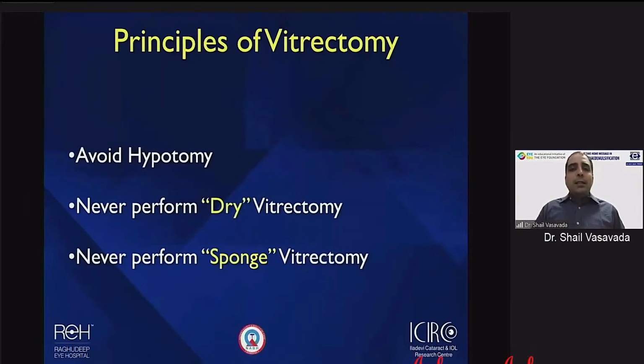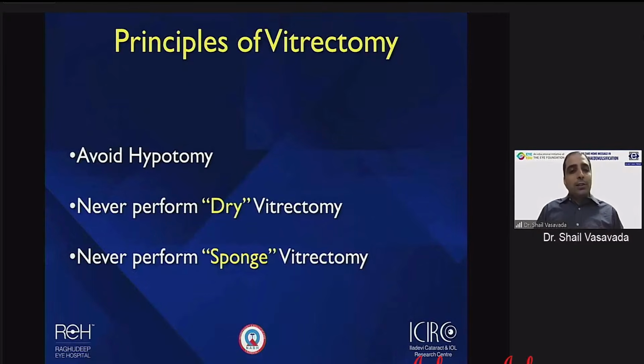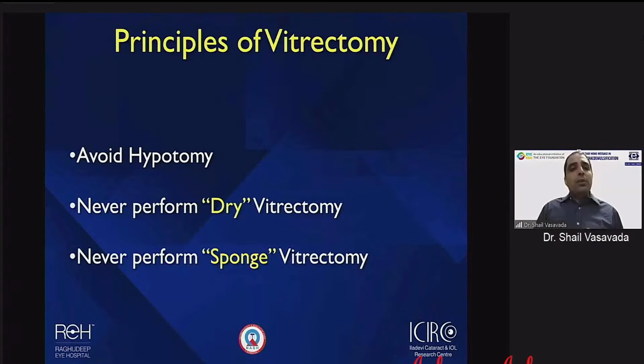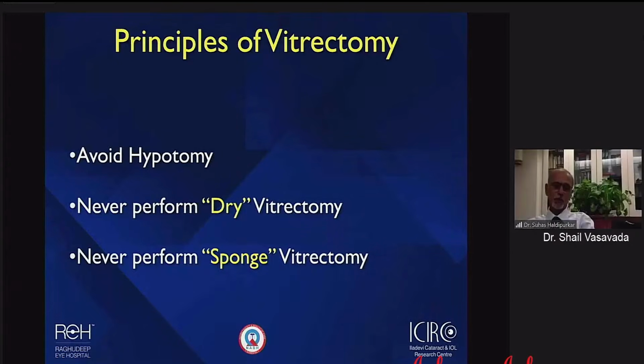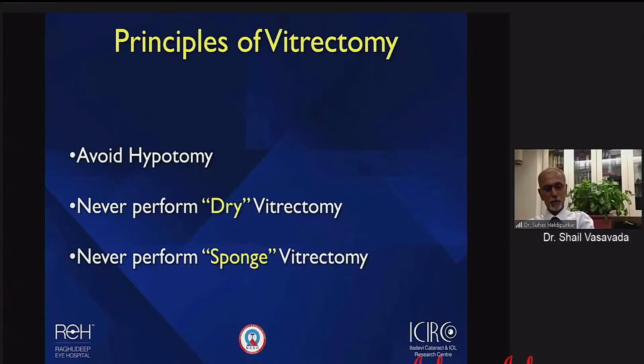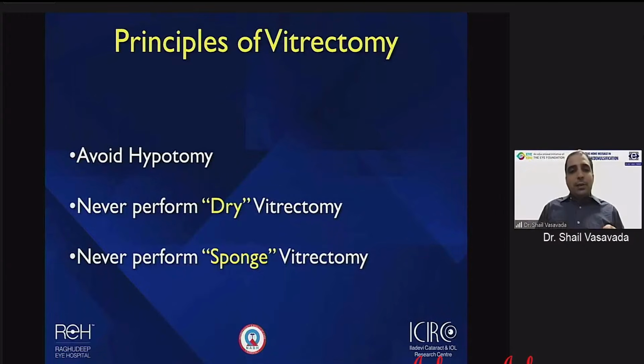And the basic principle of any form of vitrectomy, whether it's limbal or pars plana, is to avoid doing it in a hypotonous eye. All the retinal surgeons do recommend to never perform a dry vitrectomy, because dry vitrectomy causes a lot of traction, and we must give up the technique of sponge vitrectomy, that is using a Weck-Cel sponge and then cutting it with a Vannas scissor.